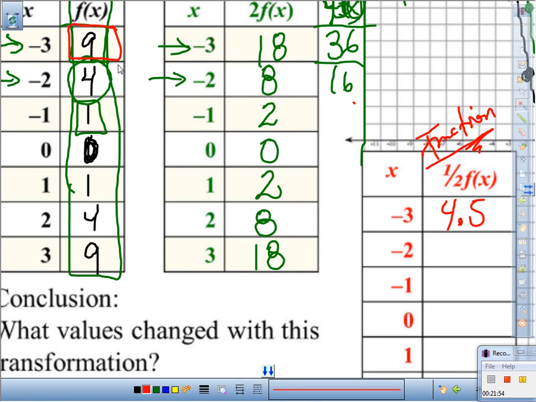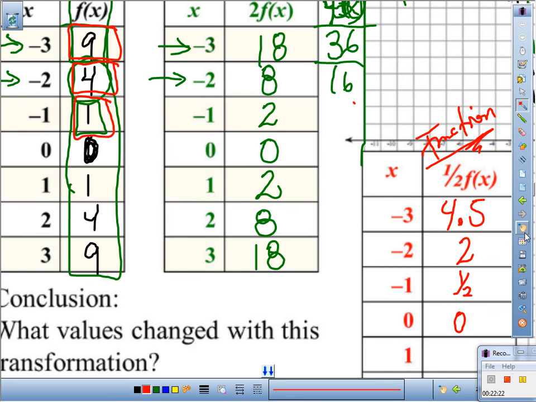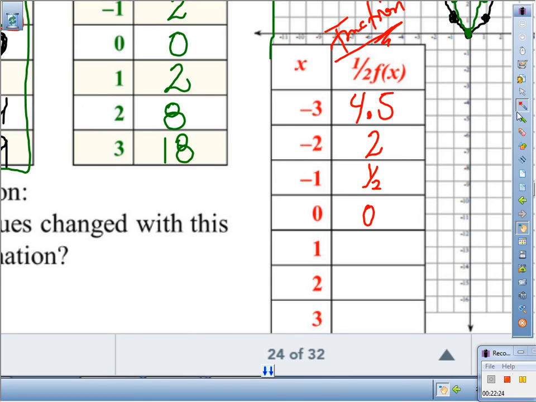Next one. 4 times 1/2. What is that, Danica? 4 times 1/2 is 2. Next one. 1 times 1/2. Victor? 0.5 or 1/2. And then 0 is 0. And what do we know from there, everyone? It repeats. 1/2, 2, and 4.5.